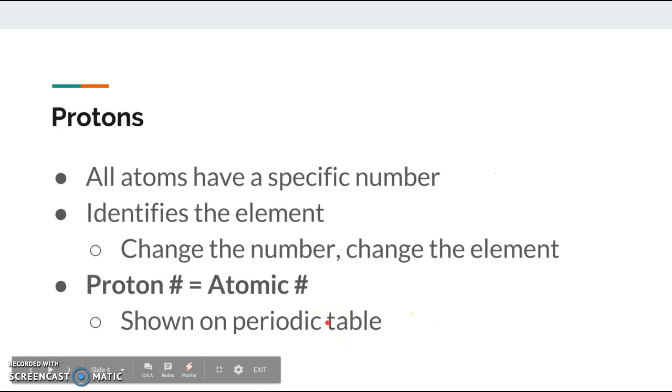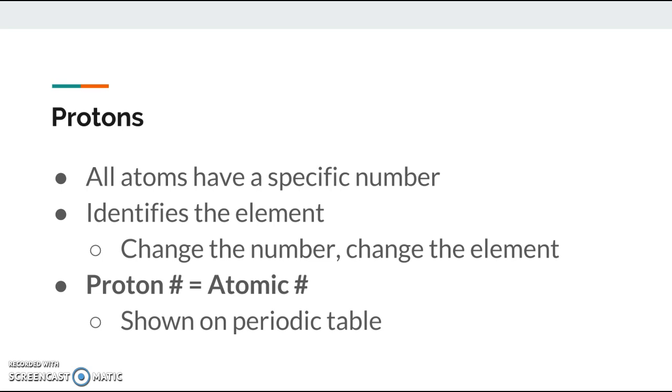Protons, all the elements have a specific number of protons. So carbon has 6 protons. If I change that number and decrease it by 1 to 5 protons, then I now have boron. There is no way to have 5 protons and still be carbon. It identifies the element. It tells us what element it is.